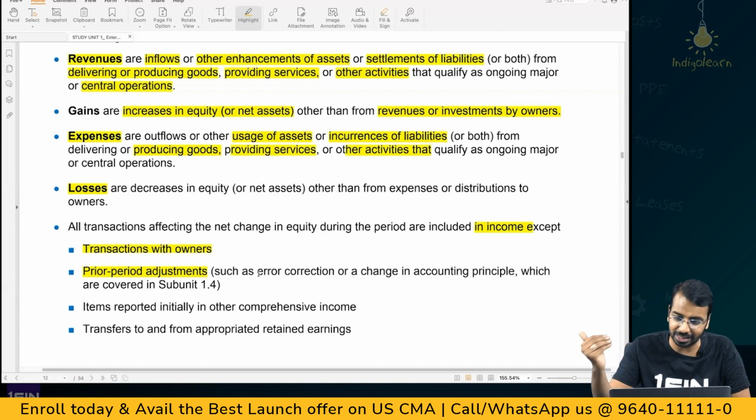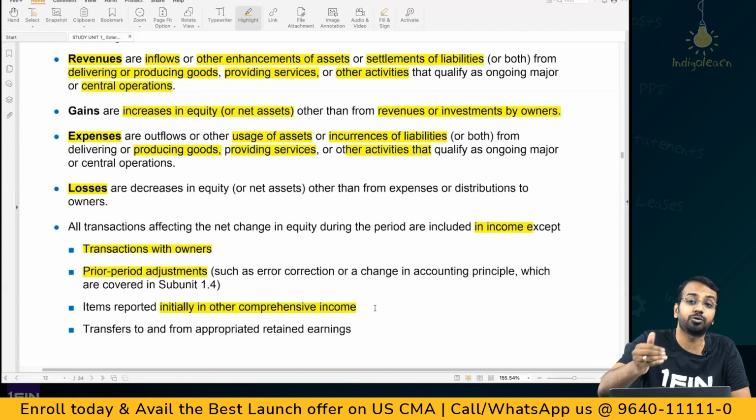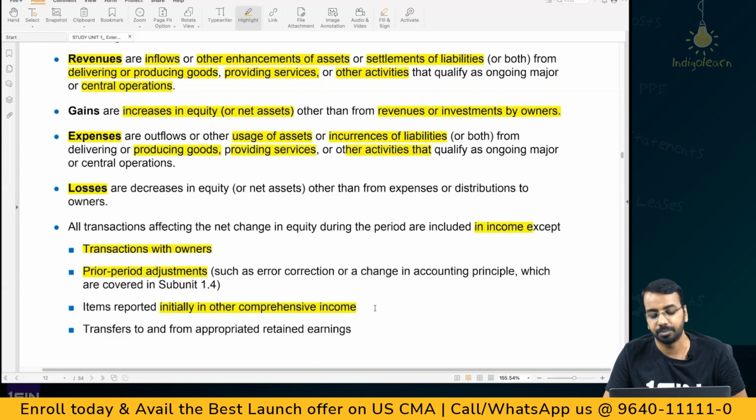So that we'll understand subsequently. But one thing is, you will not show it in the P&L. Then items reported in other comprehensive income. There are some specific items which are shown in other comprehensive income; again, you will not show them in the P&L. And transfers to and from appropriated retained earnings.